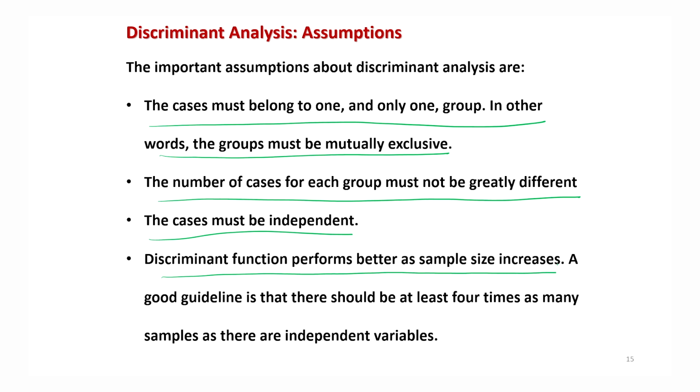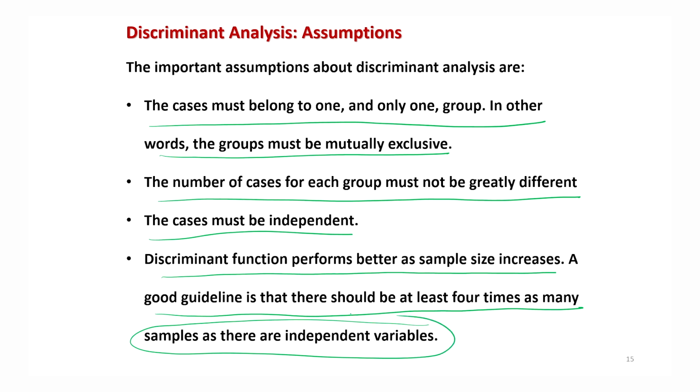If you try to increase the sample size, you will get a better, more dependable reply. That is a statistical process: if you increase the sample size, we expect that in a good statistical process the decision will become better. So a good guideline is that there should be at least 4 times as many samples as there are independent variables. Suppose you have 5 variables on which you are taking observations, and you have only 6 observations; that will not actually work.